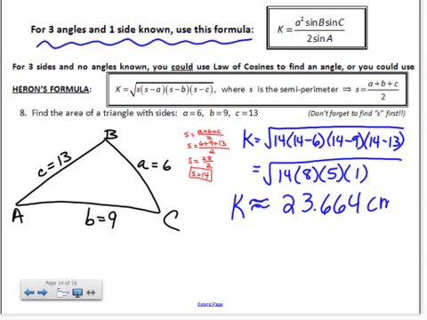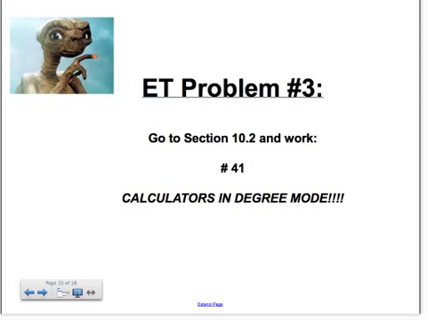We don't have any units, so it's units squared. Okay, so there we go. We're done. Yay for the area! So go to section 10.2 and do number 41, and don't forget degree mode.